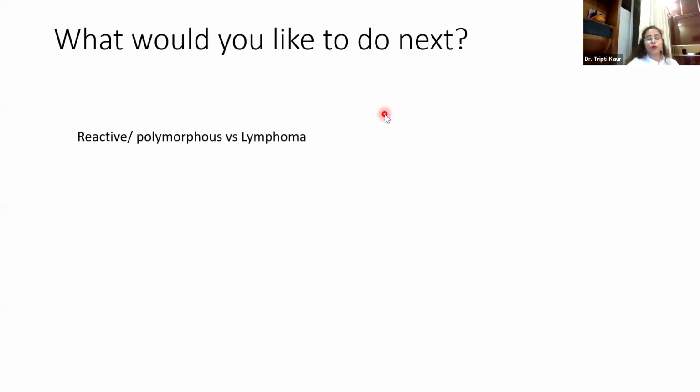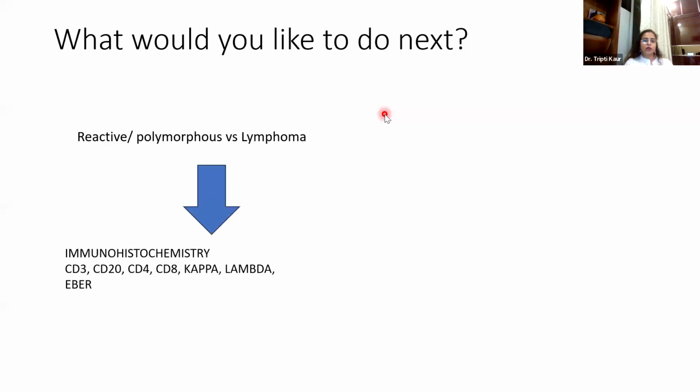So we would like to rule out low-grade lymphoma. We would like to confirm that it's a reactive or polymorphous population or a lymphoma here. So we would do IHC. The panel will include CD3, CD20, CD4, CD8, kappa, lambda, EBER. And if at all this is a reactive or polymorphous population and you have anti-double stranded DNA being elevated, so it's autoimmune. What are you expecting in the panel to come positive?